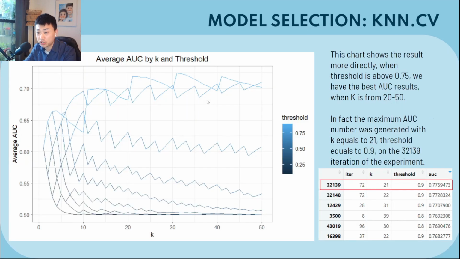Now the second model that we choose is KNN.CV, just to see if there's any meaningful difference between the KNN.CV and KNN. Similarly here, the best performing results at iteration 32,000 times here with the best K around 21 and threshold at 0.9, AUC value here at 0.77.